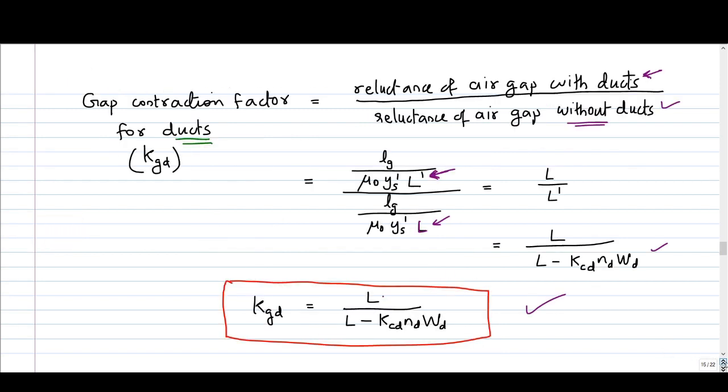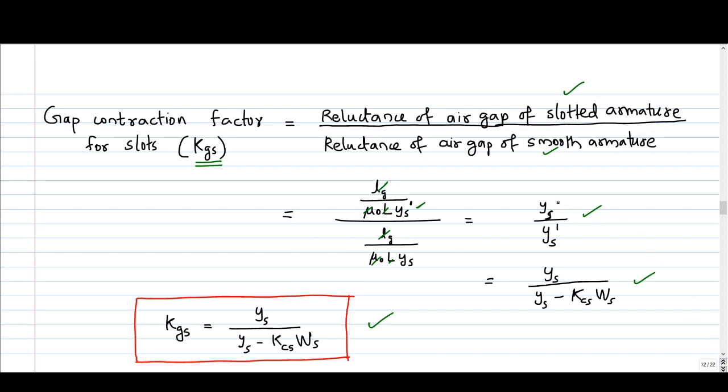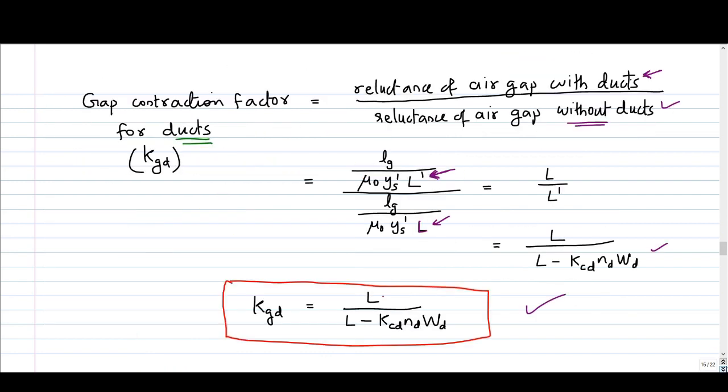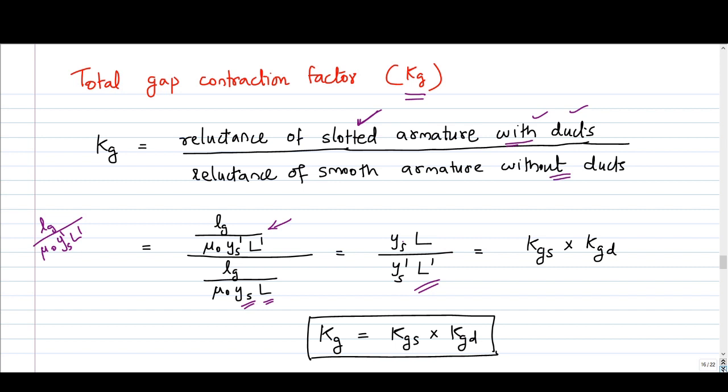So what is ys divided by ys dash? Let us go back to this expression. Ys divided by ys dash is nothing but kgs. So we can use this. Similarly, L divided by L dash is nothing but kgd. So ys divided by ys dash is kgs, and L divided by L dash is kgd. So the total gap contraction factor is the product of the gap contraction factor for slots and the gap contraction factor for ducts. Kgs into kgd gives kg.